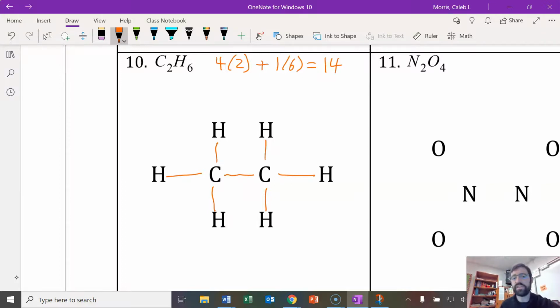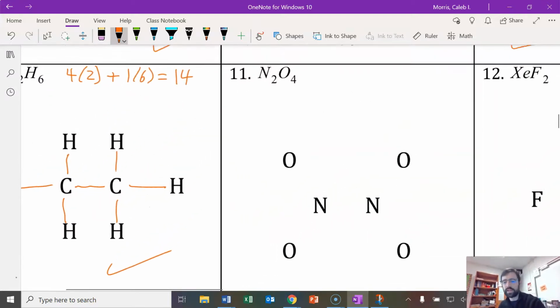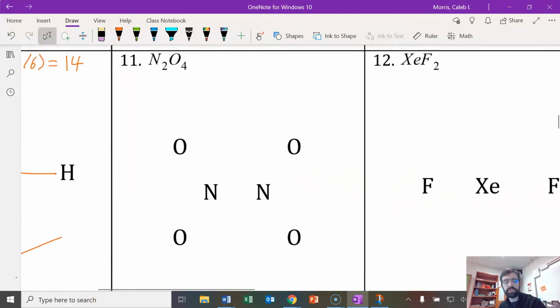Now let's check if the central atoms are satisfied as well. Carbon has 2, 4, 6, 8 around it. The other carbon has 2, 4, 6, 8 around it. Everyone's happy, and that's all that we have to do with this one. All right. The next one's a little bit more involved.